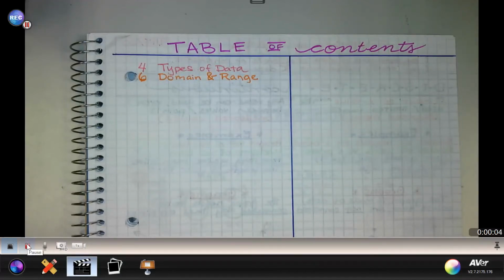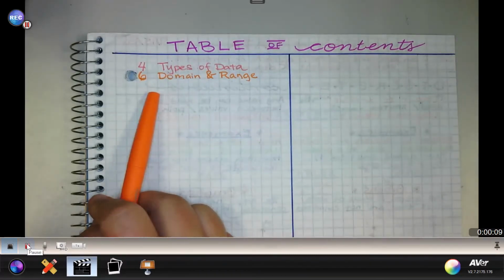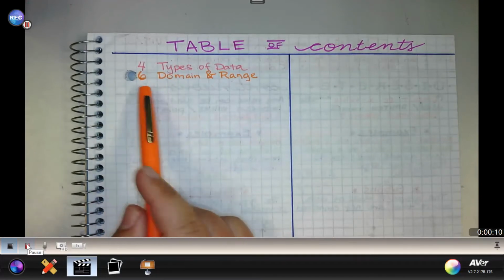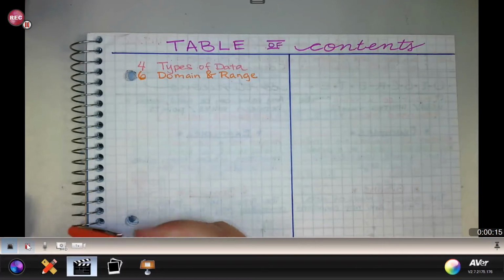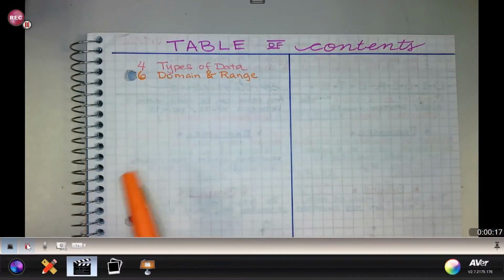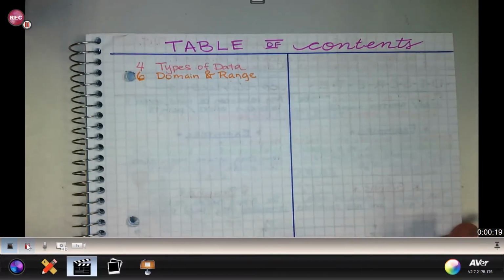Hey everyone, today we're going to talk about domain and range. We're going to start on page 6. Remember, we're doing numbers, even numbers on the left, odd numbers on the right. So we're going to start on the left-hand side and move on to the right today.